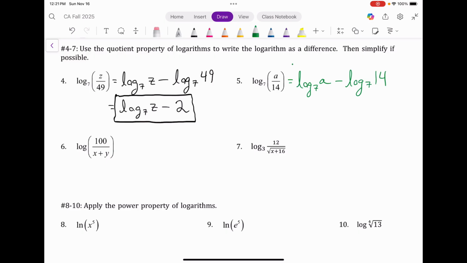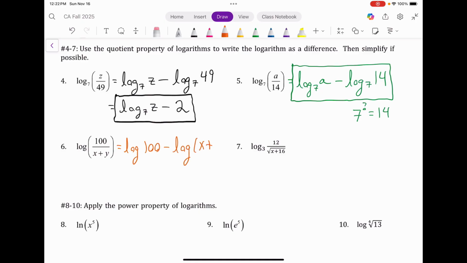All right, number 5 we can separate into log base 7 of a minus log base 7 of 14. And that's all we can do because that second log is saying, 7 raised to what power gets you 14. And again, it's not a pretty number. We know it's about 1 point something, so we'll just leave it in log form. Okay, 6 we can change into log of 100 minus log of x plus y. Okay, and log of 100 is saying 10 raised to what power gets you 100. So that's just 2. So simplified, that is the answer.